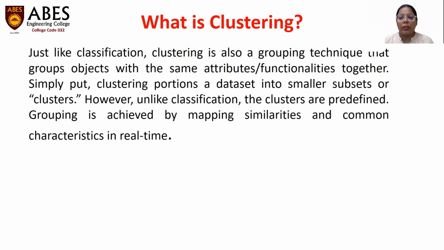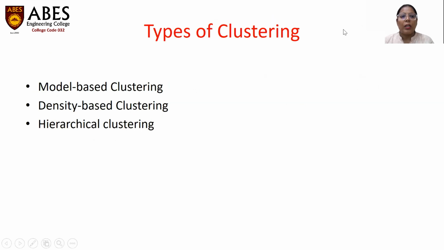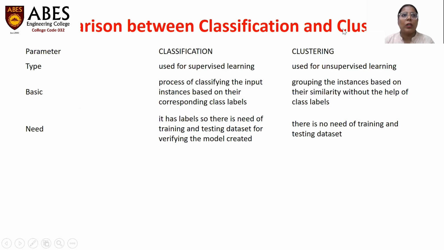Now moving to the next slide. Types of clustering. There are three types of clustering: model-based clustering, density-based clustering, and hierarchical clustering. Now we will see the comparison or difference between classification and clustering.